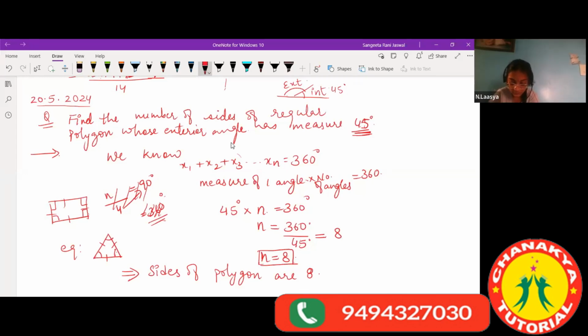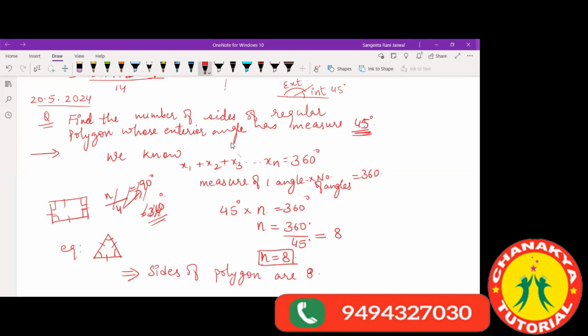Sometimes we are given number of angles and we are asked to find the measure of one angle. The more and more questions you do of this kind, the more you will get. I shared one worksheet. Did you do that worksheet?